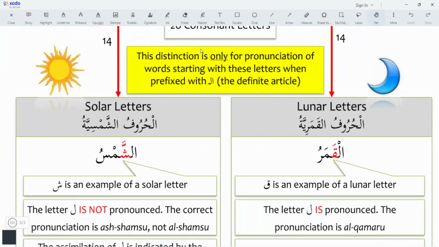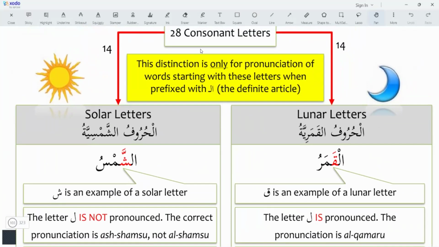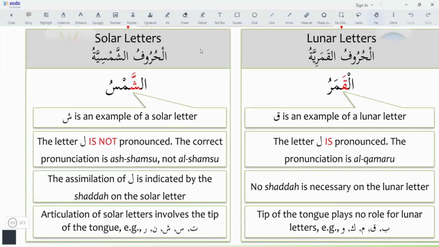Look at the solar letters. What are the huruf shamsiya? Ash-shamsu is an example of the huruf shamsiya. This is one of the letters of the huruf shamsiya. Sheen is an example of a solar letter.